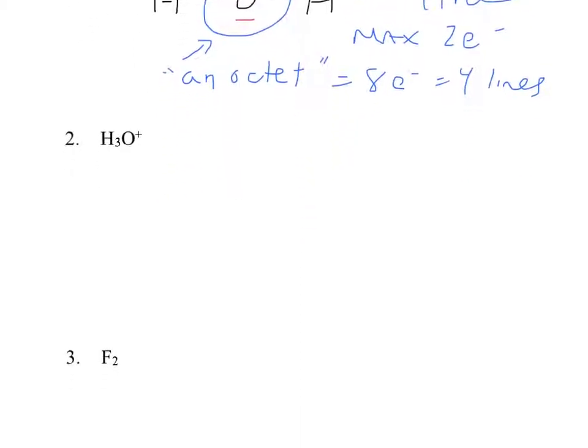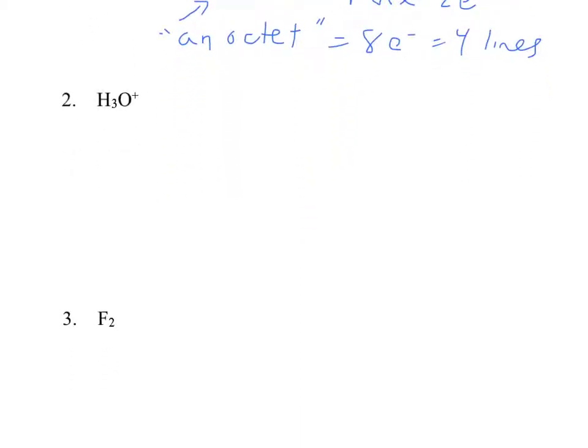Right, on to number 2, H3O, which we would add up as 3, 1 electron for each hydrogen, 3 hydrogens, plus 6 electrons for the oxygen, and then the positive charge would mean we'd have to subtract 1 electron for a total of 8 electrons, 4 lines.